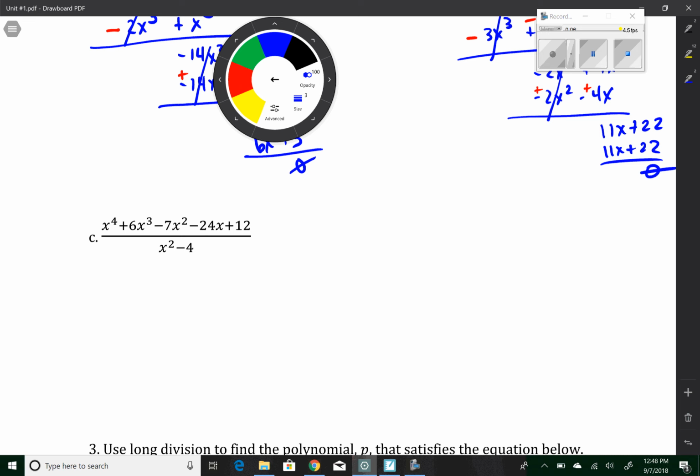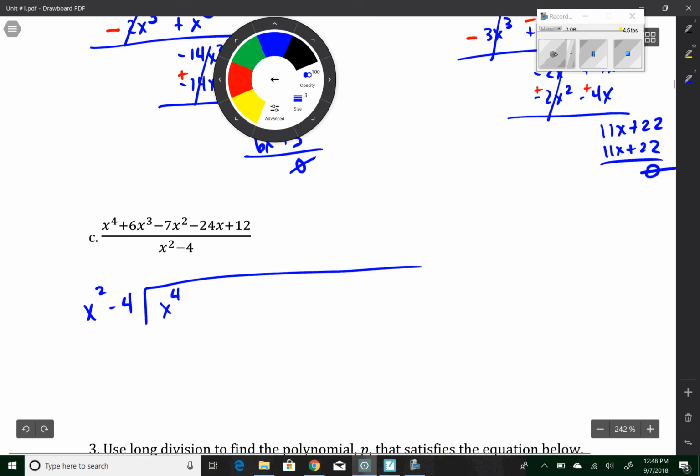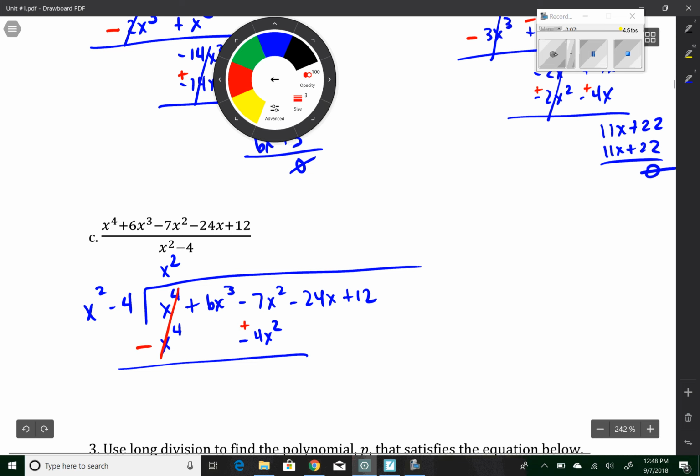Next one, I have x squared minus 4. And we're going into this quartic polynomial. Start with x squared. Remember, look for your like terms. So 6x cubed comes down, minus 3x squared. To make 6x cubed, we're going to do 6x.